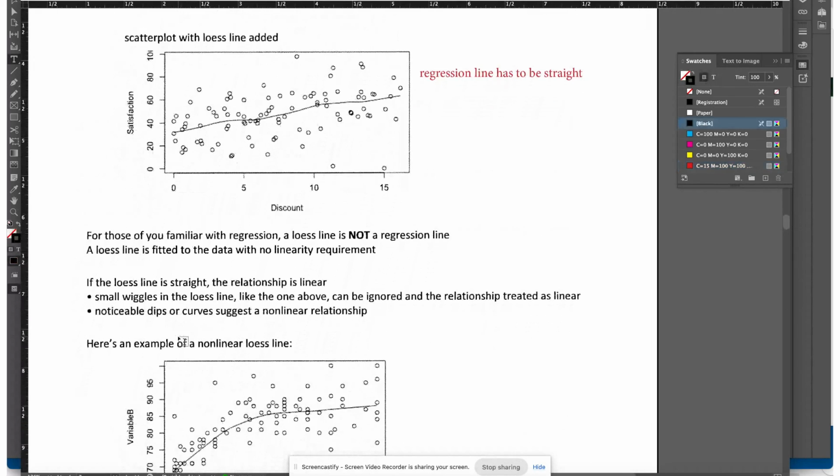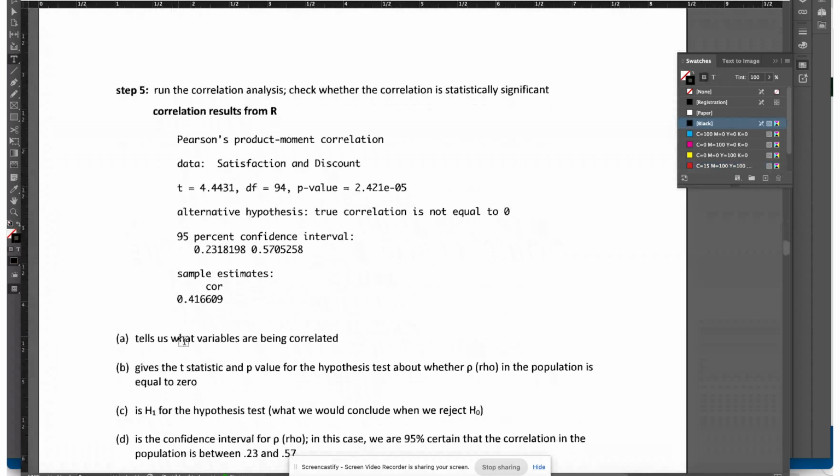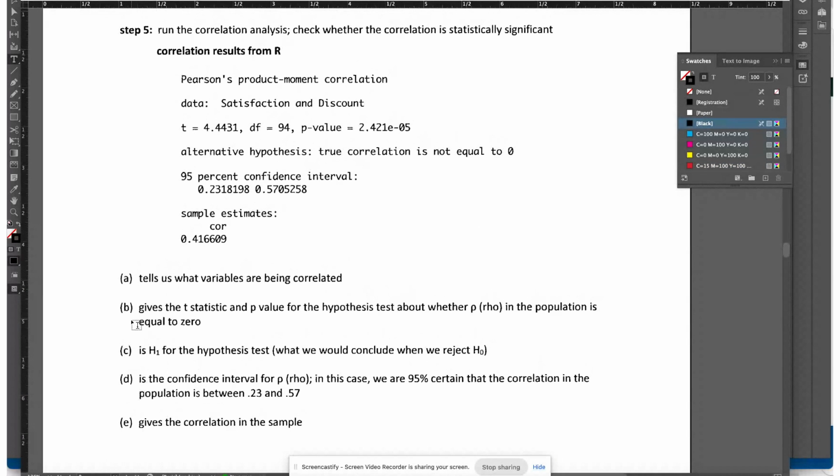and actually run the correlation analysis, and the output will look something like this. I've mapped out from A to E what each part means, so let me type that here. This is what we call the Pearson's product moment correlation. That's just another way of saying Pearson's r, so don't be thrown by that name, product moment. Okay, first one here.